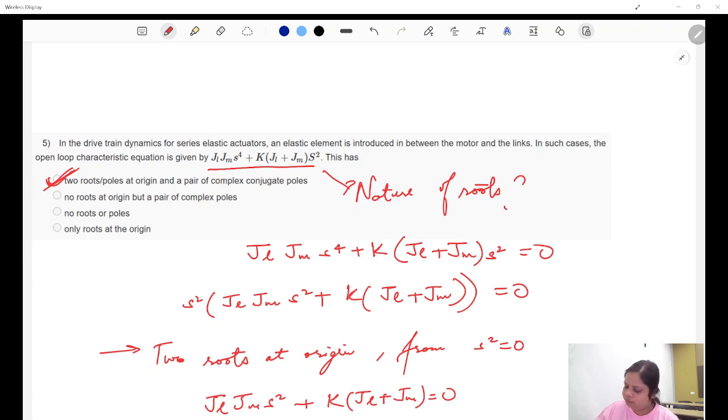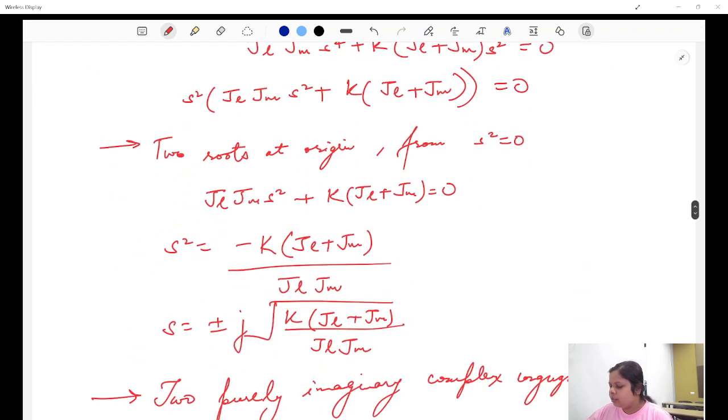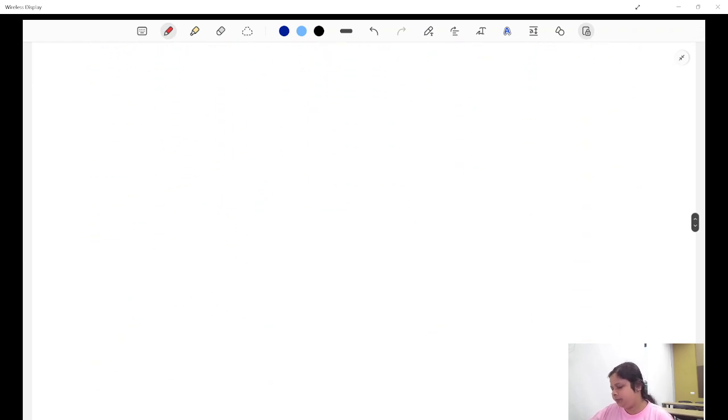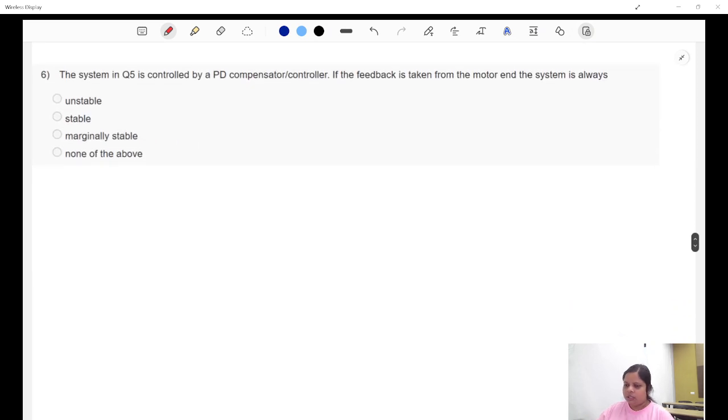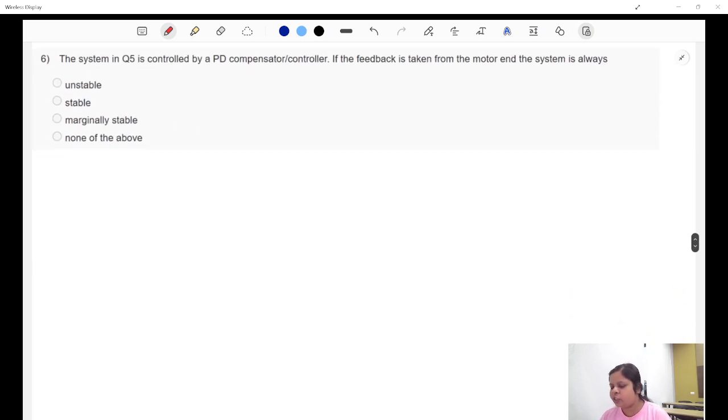Okay, now let's move to the next question. The system in question 5 is controlled by a PD compensator or controller. So if the feedback is taken from the motor end, the system is always unstable, stable, marginally stable, none of the above. Okay, so it is the same system. I'll just write the system again.